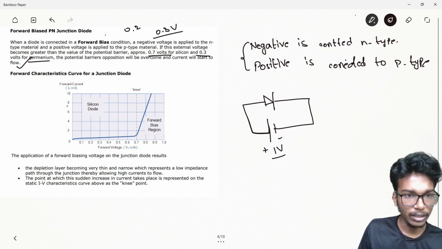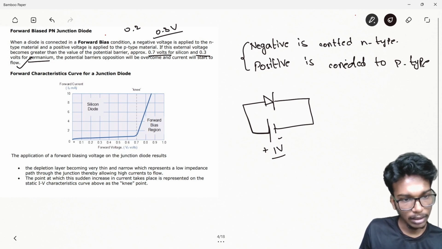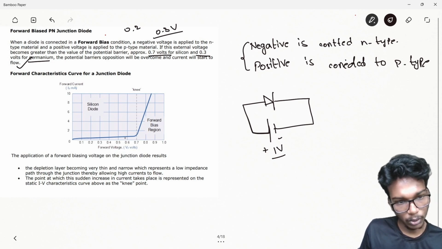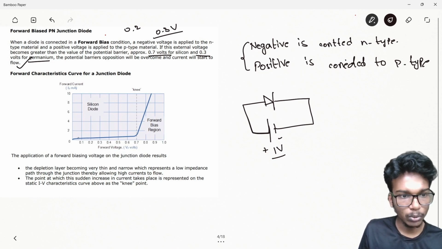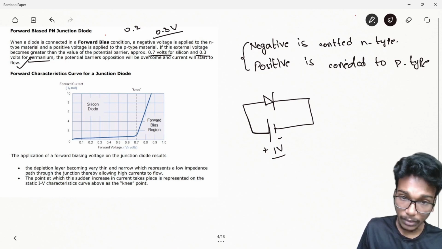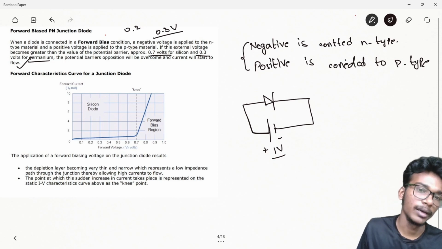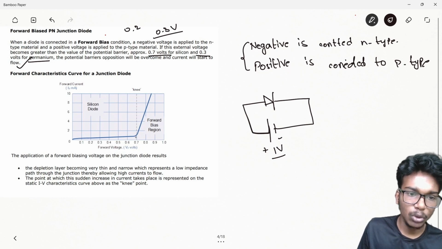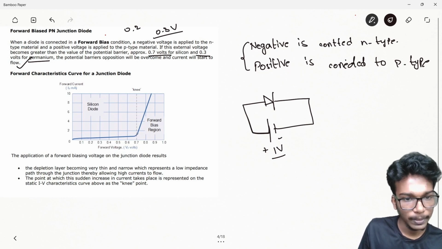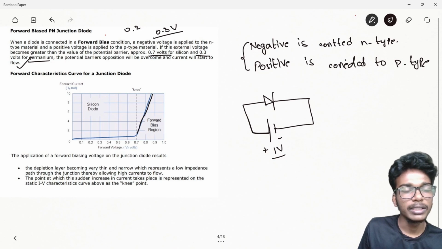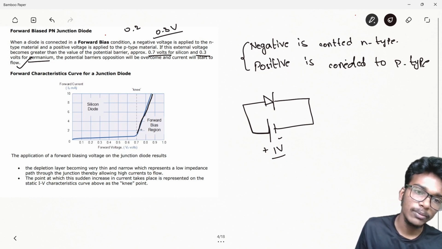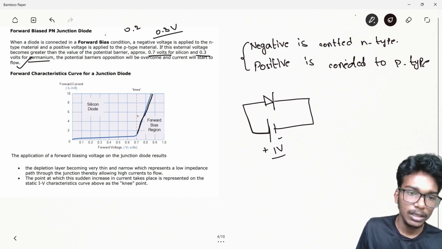And this is the characteristic of a PN junction diode in forward bias. Just see, up to 0.7 volts, we can observe only a small amount of current passing, because first of all we have to overcome that barrier. Then only the full current can flow through the diode. After just crossing 0.7 volts, the current increased drastically. The curve became very steep. This voltage is also known as knee voltage.